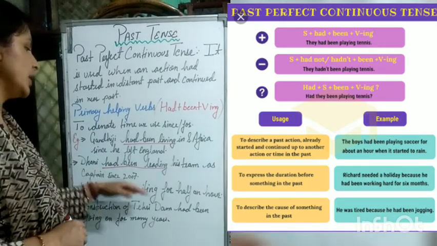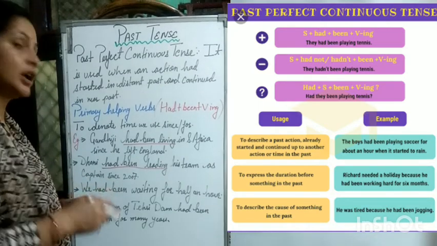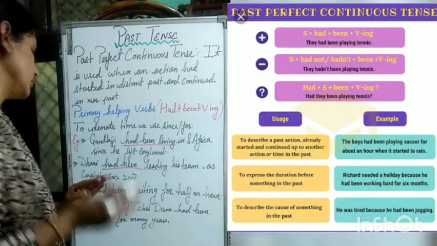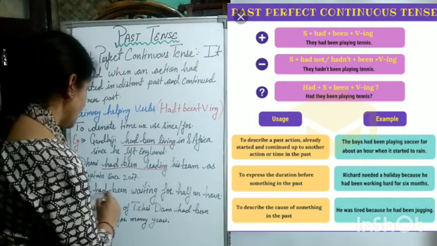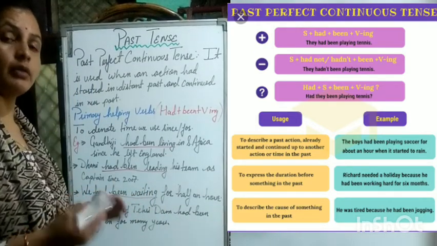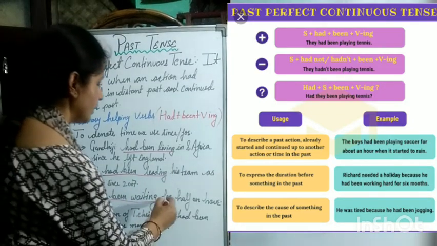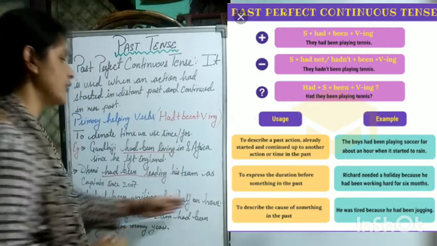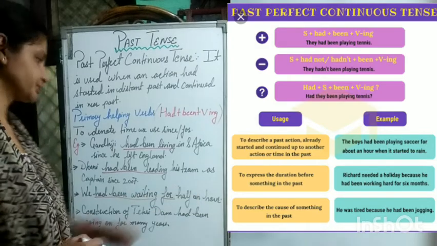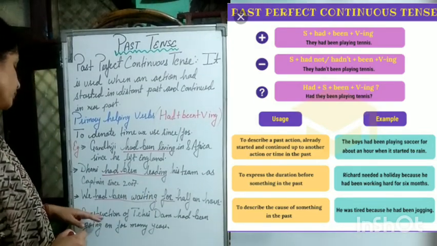We had been waiting for half an hour. Now here again we have to show when this action has started, and we also show time. We had been waiting. Had been waiting. Now here we have to show duration, so we have used for, for half an hour. So for half an hour, that is duration. But here we have shown the progressive verb.